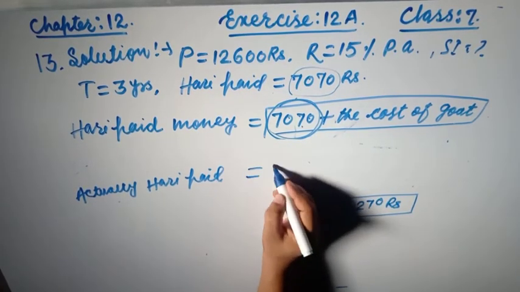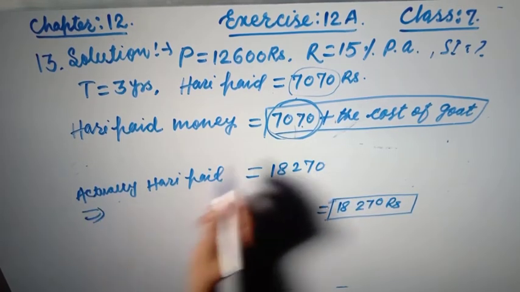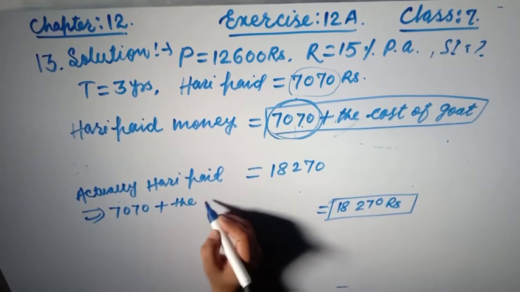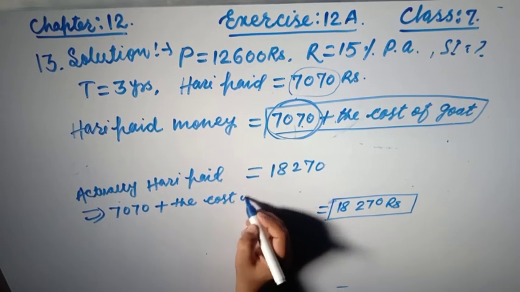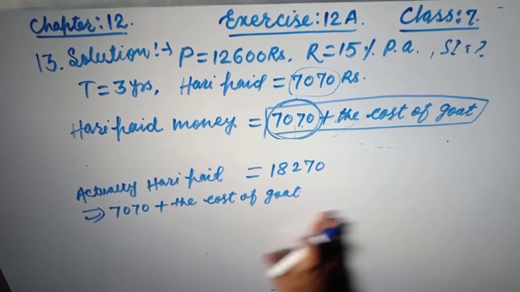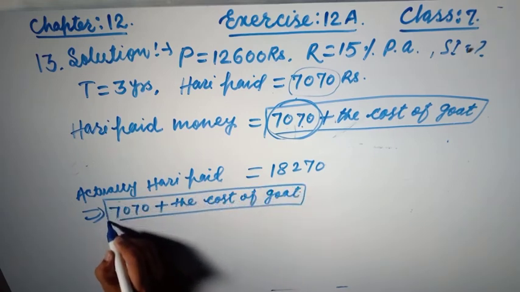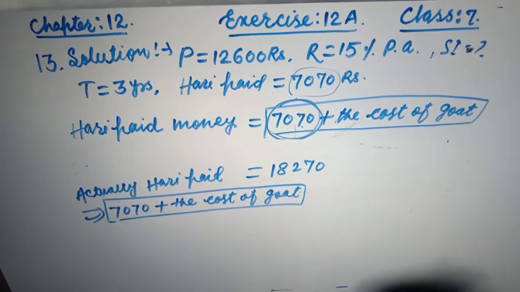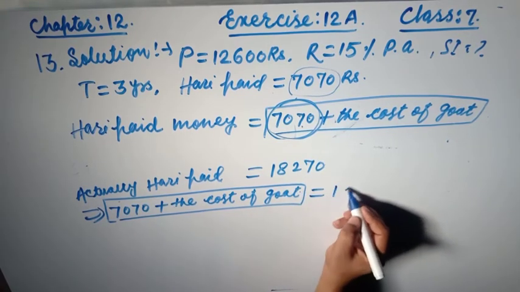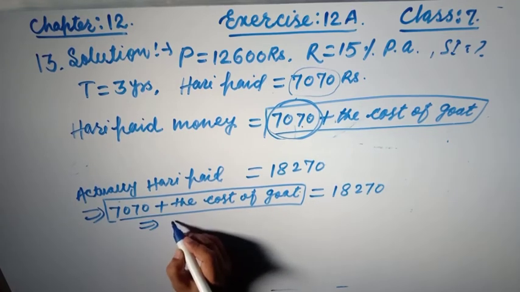Actually Hari paid this plus the cost of goat. So this is the total money that Hari paid to the money lender, and this total is equal to 18,270. Now friends, solve this as it is.